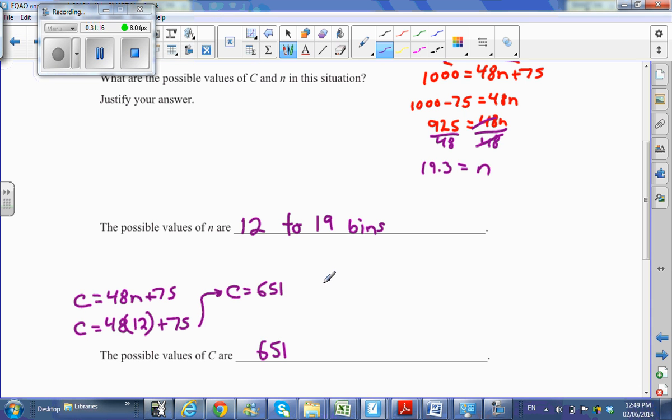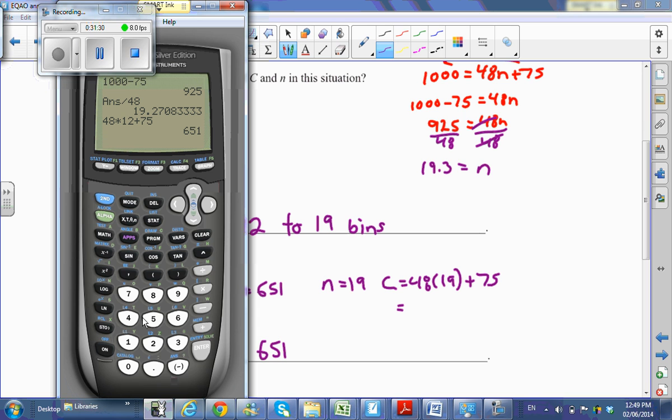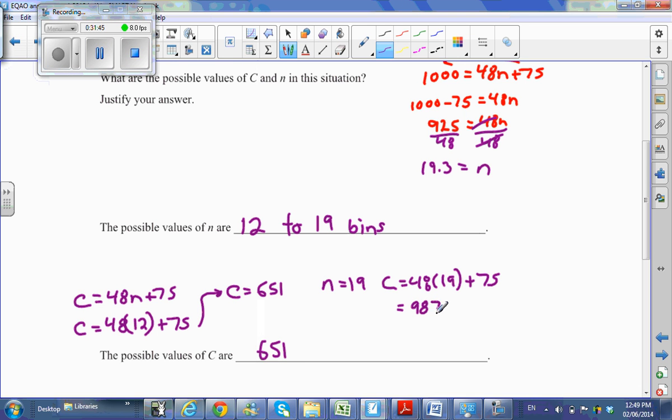And let's look at what happens when n equals 19. Cost equals 48 times 19 plus 75. So final answer, 987. Not quite our 998, but in the vicinity. Okay.